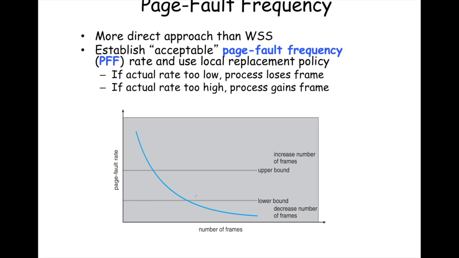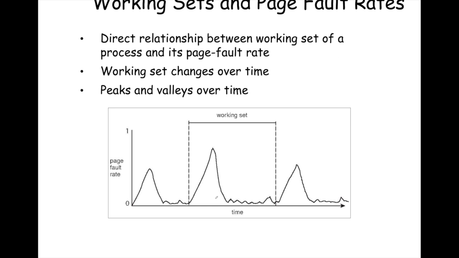And so this graph is in the book. On the horizontal axis, we have the number of frames that are used, and we have the page fault rate. So if the page fault rate goes high, you get more frames, and then eventually your page fault rate goes lower. If it goes beyond the lower bound, then you decrease the number of frames. You reclaim these frames. And so you're adjusting the number of frames allocated to a process based on these thresholds for the page fault rate, and this is a lot easier to implement in the system.